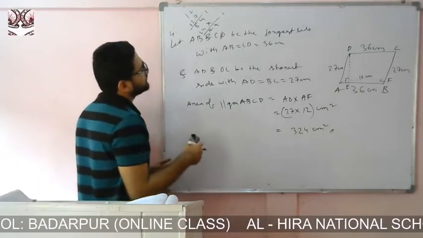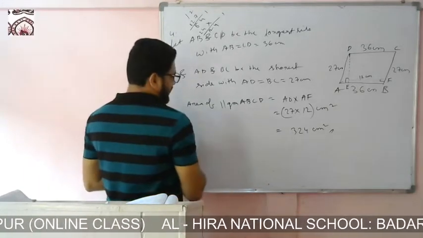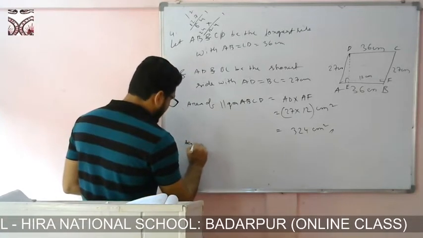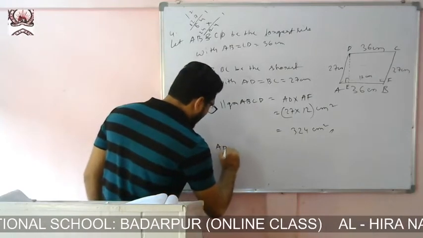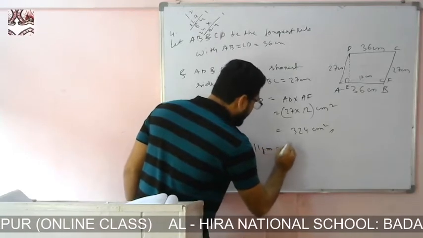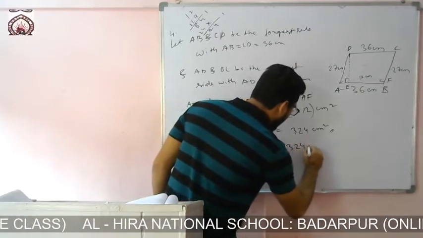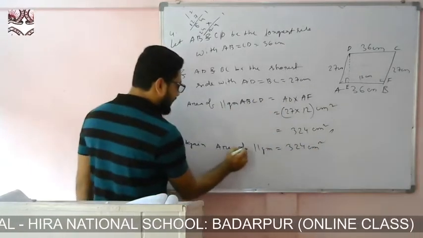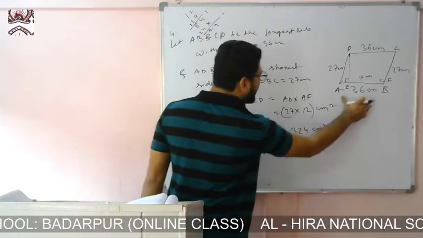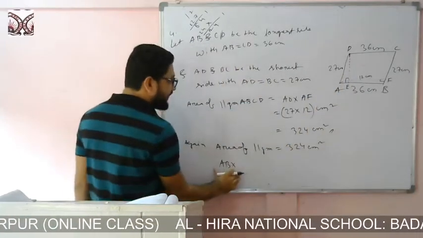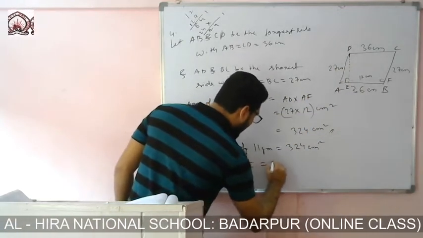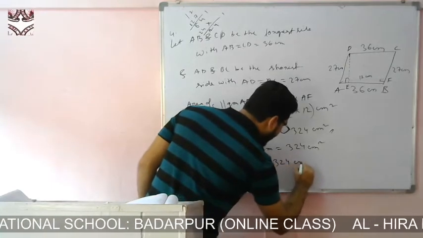So write again, area of parallelogram equals what is given, 324 centimeter square. Now in place of the area of the parallelogram I can write AB. Now we are taking AB as the base; earlier we had taken AD as the base. Now AB into height DE equals 324 centimeter square.